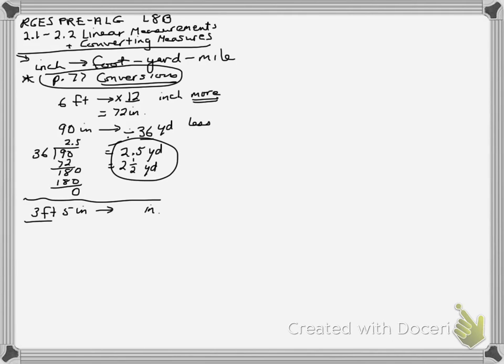Okay, so you're asking yourself how many inches are in 3 feet? Well, that would be 3 times 12, or 36 inches, plus 5 more inches, and altogether that's going to equal 41 inches. So that's how we do that.